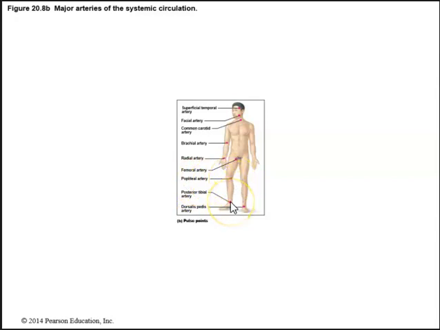Also, the posterior tibial artery is an artery where we can find a pulse, and more common is the dorsalis pedis artery, which we can find at the dorsum of the foot, or the top part of our foot. So these are very important pulse points to know, especially if you are going into any healthcare related field.